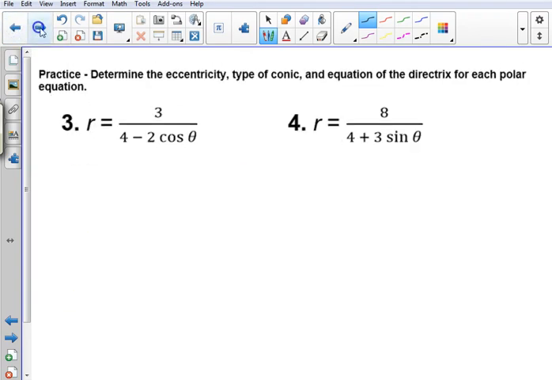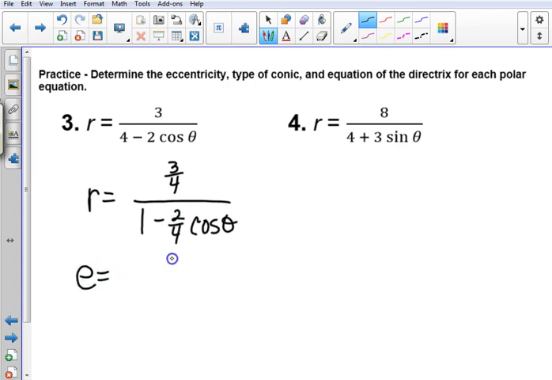All right, let's finish these two. Okay, how do we find E again? I need it to be a 1 down here, so I have to divide everything by 4. So this is going to be 3/4 minus 2/4 cosine of theta, which is 1/2. So the eccentricity is, okay, off your sheet, it says this.